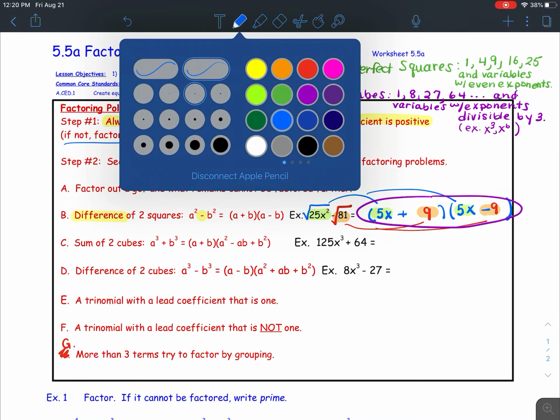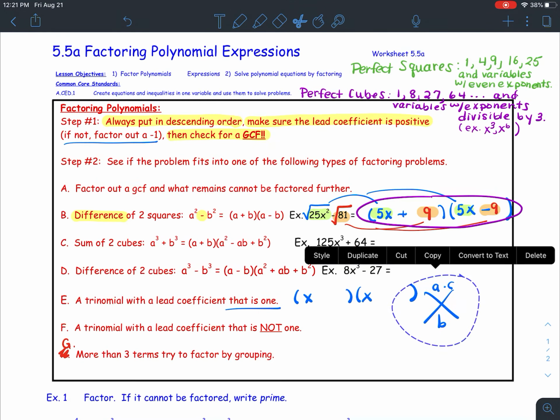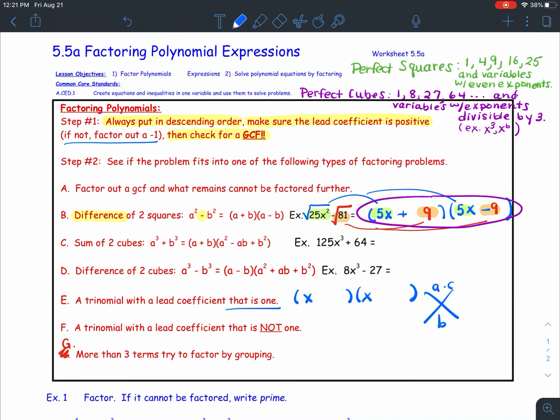When a trinomial's lead coefficient is in fact a 1, just make a little note to yourself here that if the lead coefficient is a 1, you can immediately draw two sets of parentheses. You can put an X at the beginning of each set of parentheses, and this is where you would draw one of those little X charts and put A times C in the top and then B in the bottom.